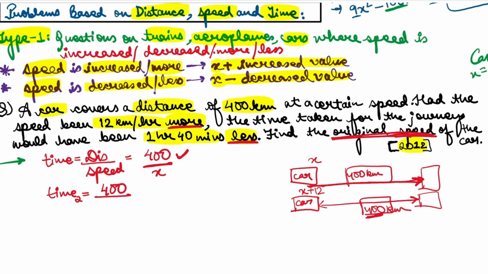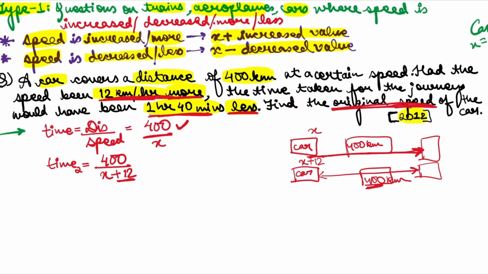Now the question says here the time taken for the journey would have been 1 hour 40 minutes less. But after I increment my speed, my time gets decremented, correct? So in that case, can I write this as x plus 12? Because my speed has been increased by 12 kilometers per hour. Now the question says that there's a difference in time. There's a difference in time only when the speed has been increased, and that too the time difference is less. If the question says more, we'll add it. So here, this time is basically less.